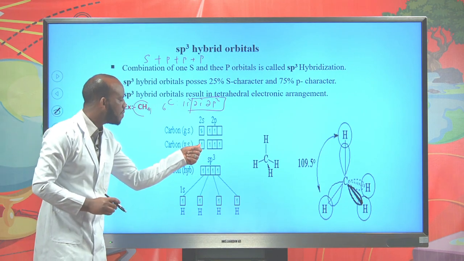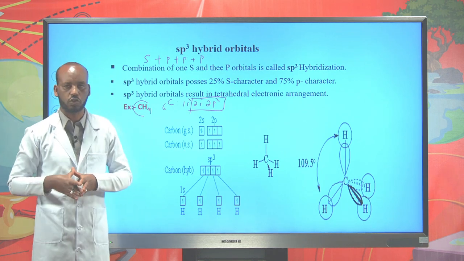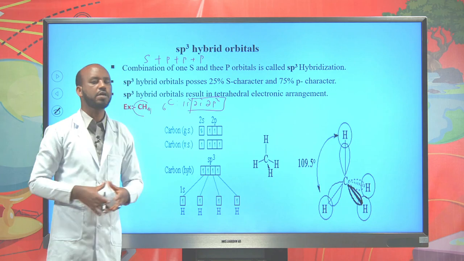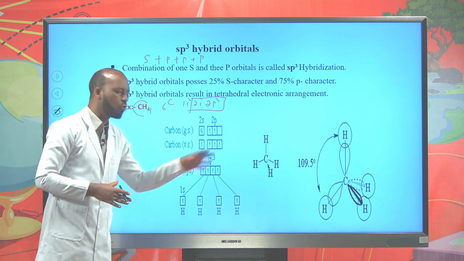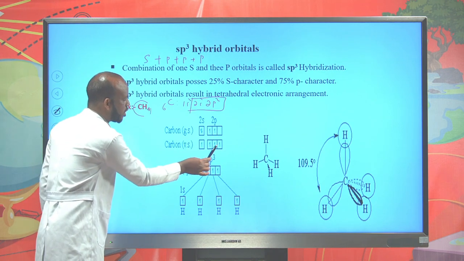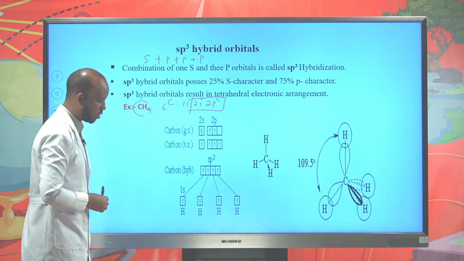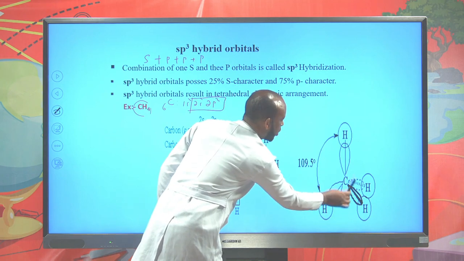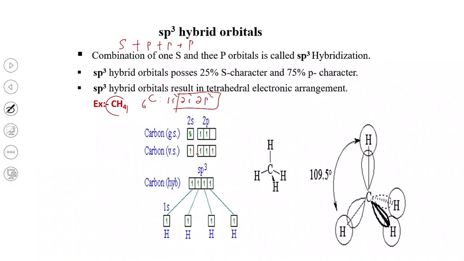Now, 1s atomic orbital is mixed with 3p atomic orbitals to form 4 sp3 hybrid orbitals. The number of hybrid orbitals formed equals the number of atomic orbitals mixed. How many atomic orbitals are mixed? 1, 2, 3, 4. How many hybrid orbitals are formed? 4 hybrid orbitals are formed. Each hybrid orbital is half-filled. These are sp3 hybrid orbitals. There are 4 sp3 hybrid orbitals, and each hybrid orbital has 1 electron.